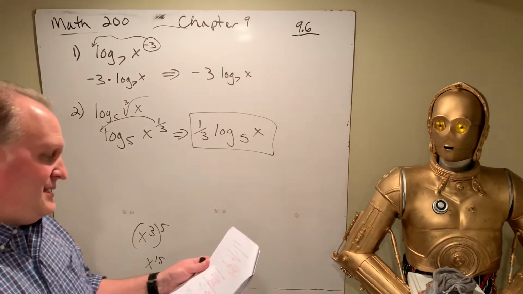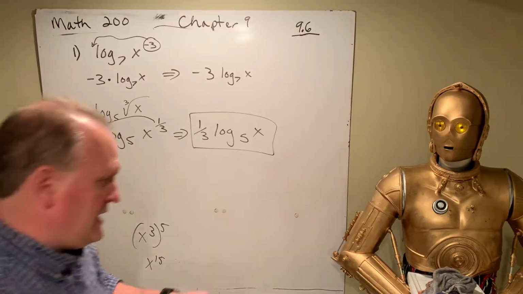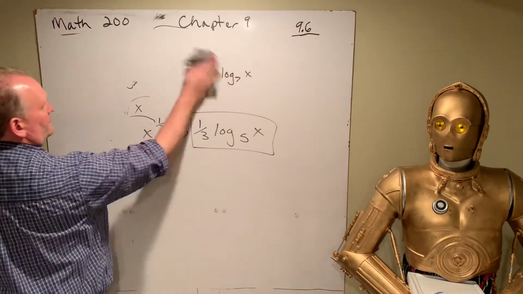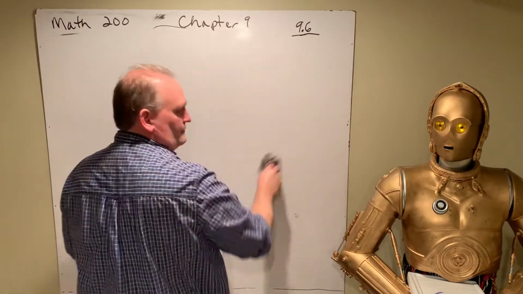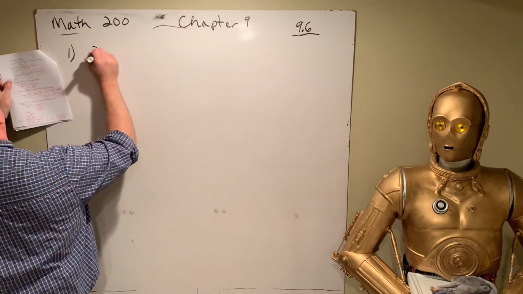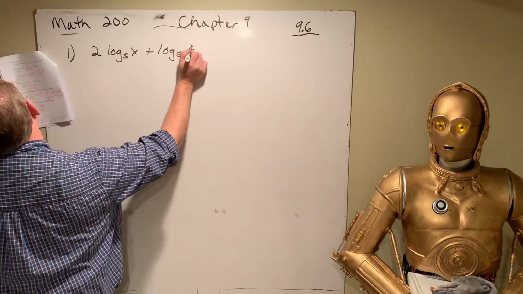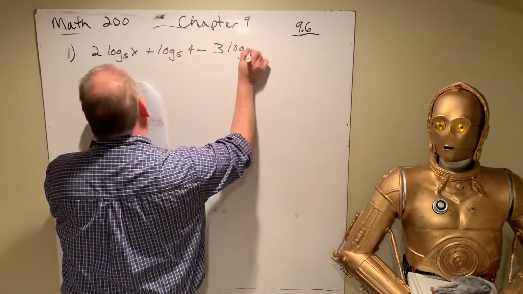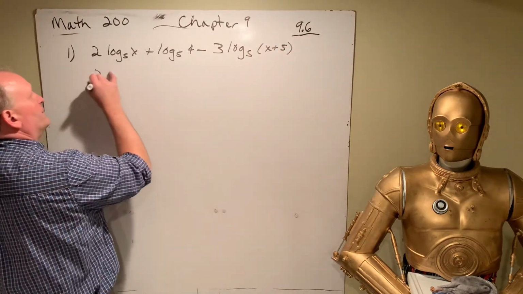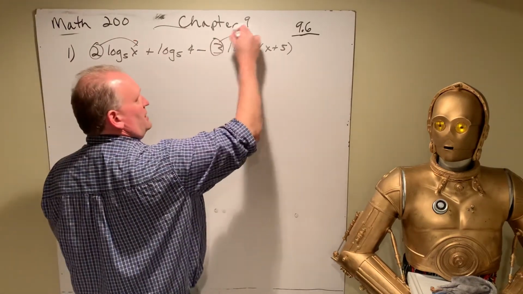Okay, and then they said, hey, let's write these all as a single log, and let's write these all written out as long as we can. So let's do that. They want us to put all of these under the same roof. So first, let's take that 2, pull it up there. Let's take that 3 and pull it up there.